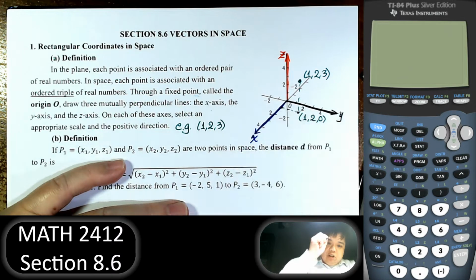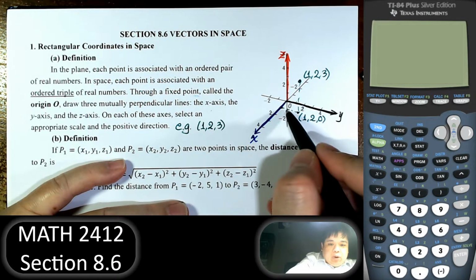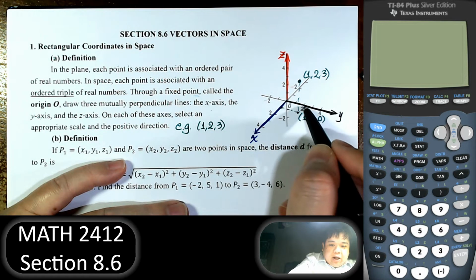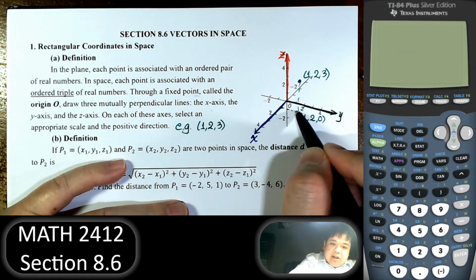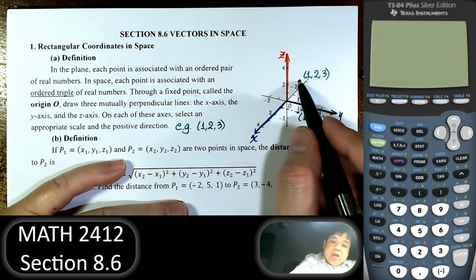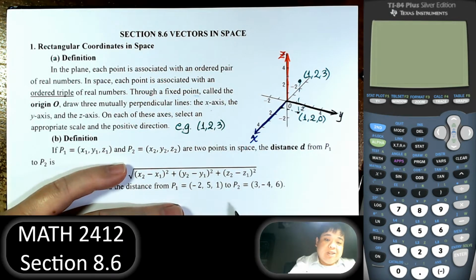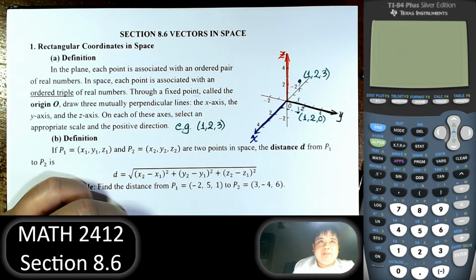Of course, we cannot just put a point there and say 1, 2, 3. We have to draw that on the xy coordinate, and then draw the line to go up here 3 units. So we know that we actually go up 3 units for z. So that's what we have.